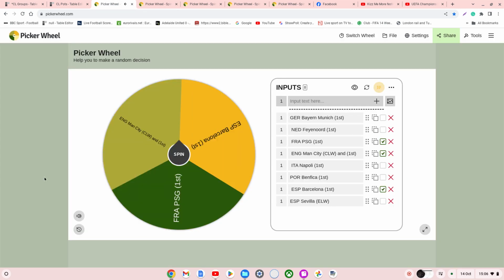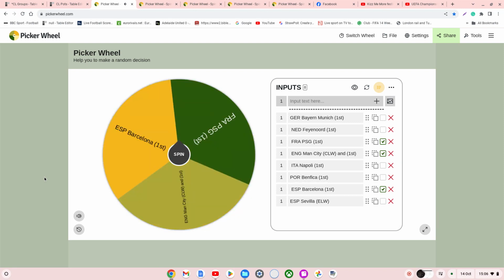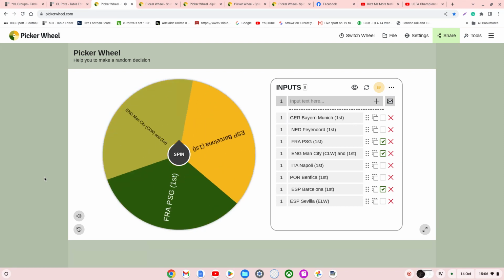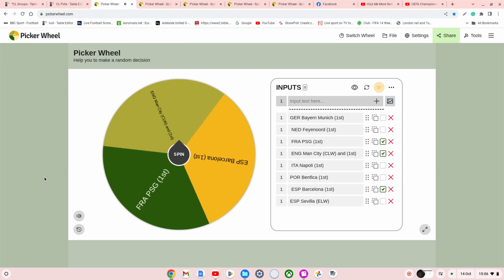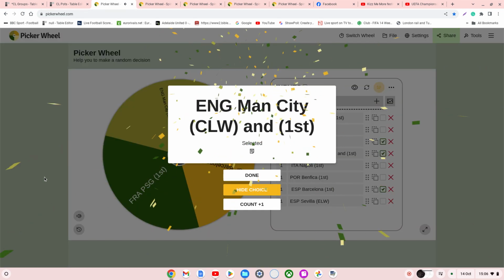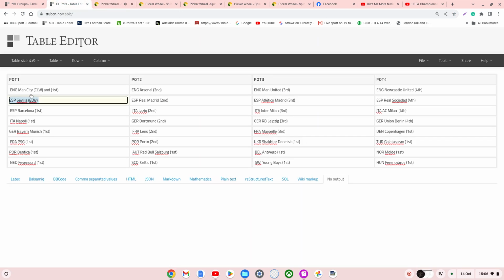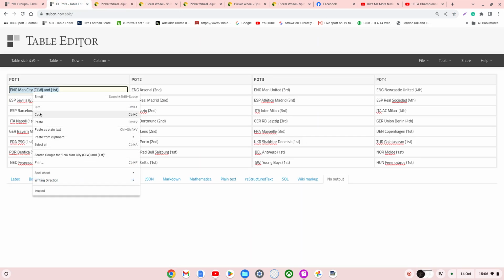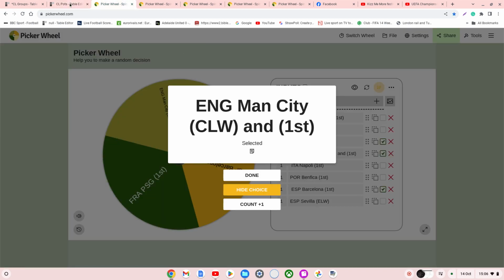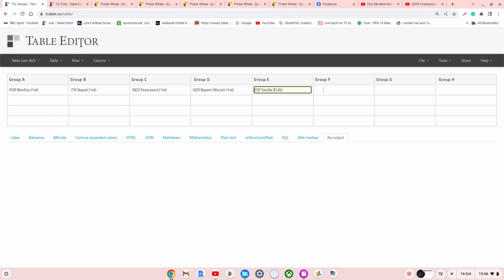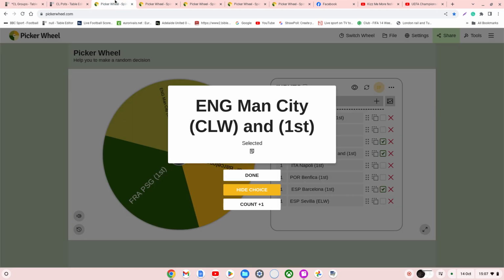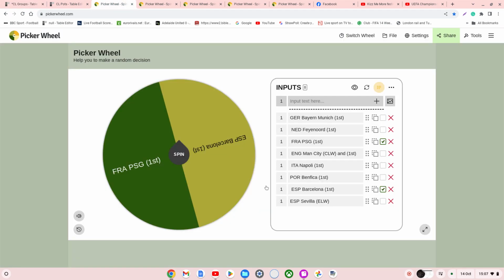Last 3. Who is it going to be? And it's going to be Manchester City, the Champions League winners and the league winners. Champions of England and champions of Europe. And they will be in Group F. Manchester City will be in Group F. Alright, last 2.